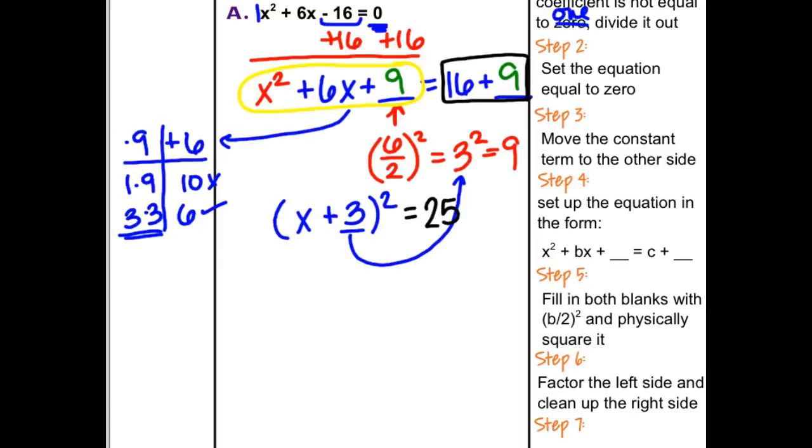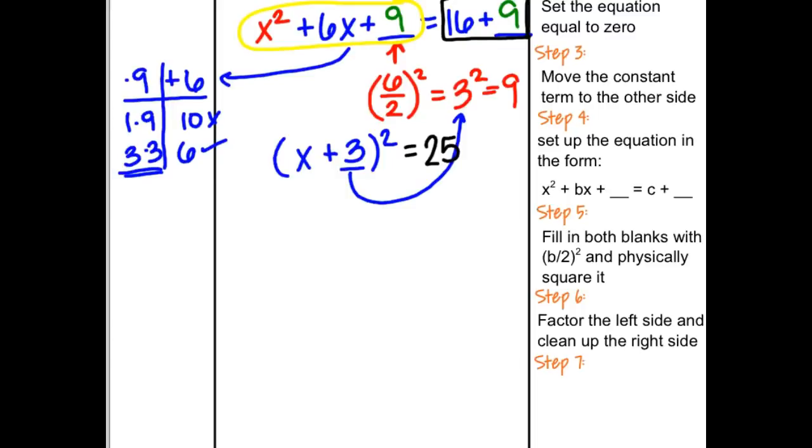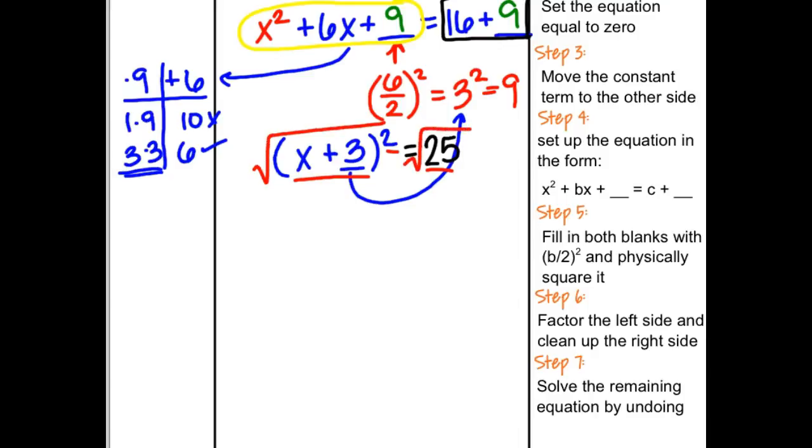From there, we move on to the last piece, which is step 7, which is solve the remaining equation by undoing. Now here's where some of you guys got stuck on the quiz. The nice part is you will always be in a position where you will have your binomial squared equal to something. Whether it's a perfect square on the right side or not, it all depends on the problem we pick. So we will square root both sides. That means that x plus 3 is equal to both positive or negative 5.